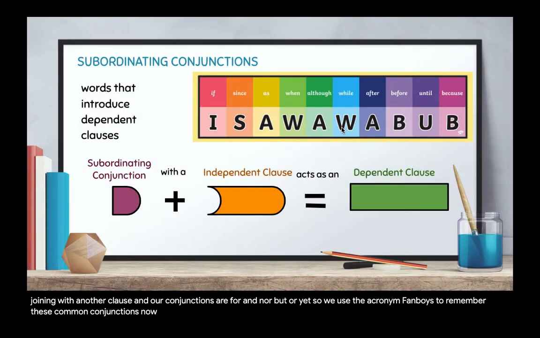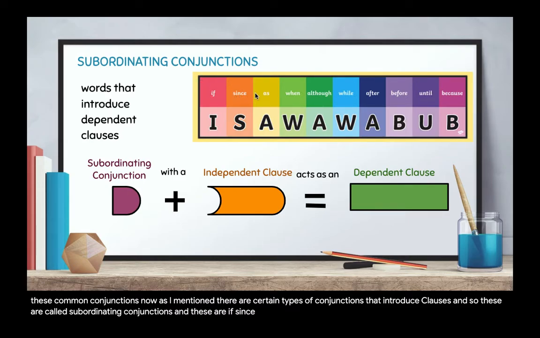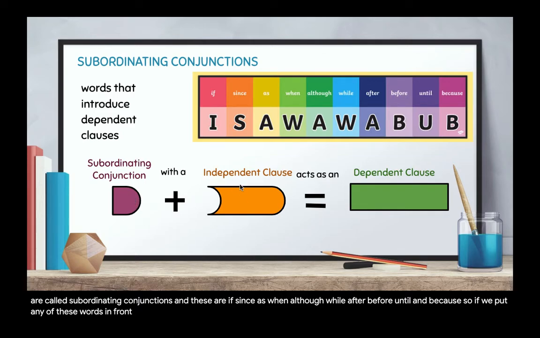Now, as I mentioned, there are certain types of conjunctions that introduce clauses. And so these are called subordinating conjunctions. And these are if, since, as, when, although, while, after, before, until, and because. So if we put any of these words in front of a subject and verb, an independent clause, it makes it dependent. And I'll show you an example of that in just a second.